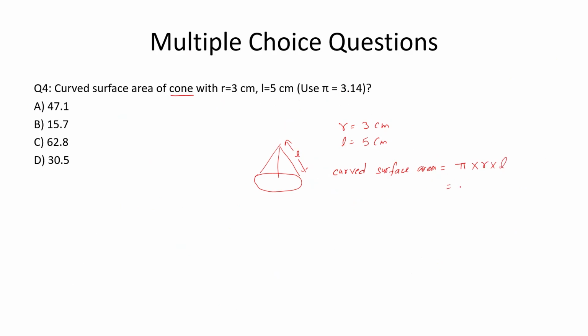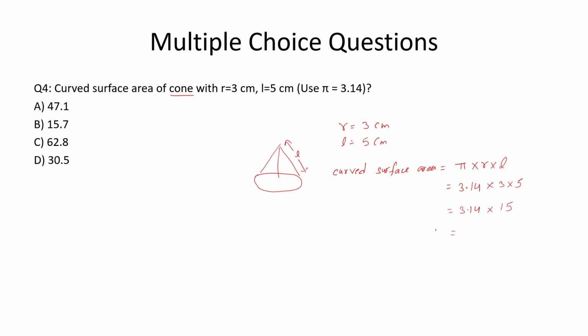So remember, pi is either 3.14 or 22 by 7. Either it should be given in the problem, or if you have to decide, you can decide anything. Either 22 by 7 or 3.14, both are correct. In this problem, it is mentioned. So 3.14 is the pi value, r is 3 and L is 5. So 3.14 into 3 into 5 is 15.